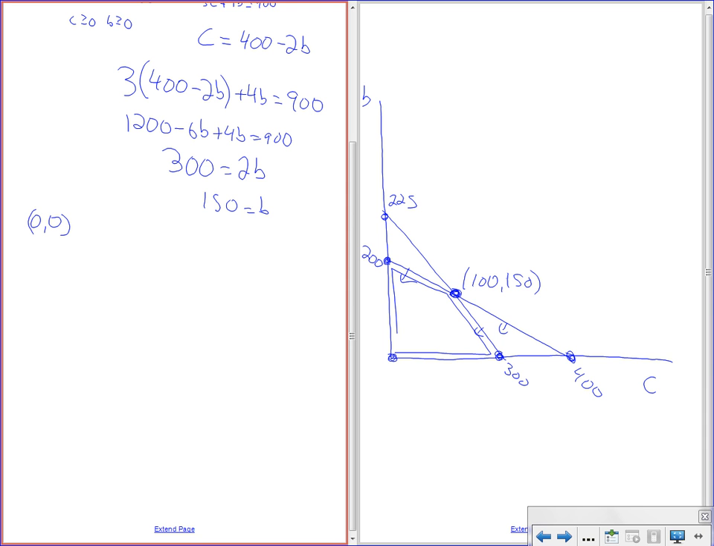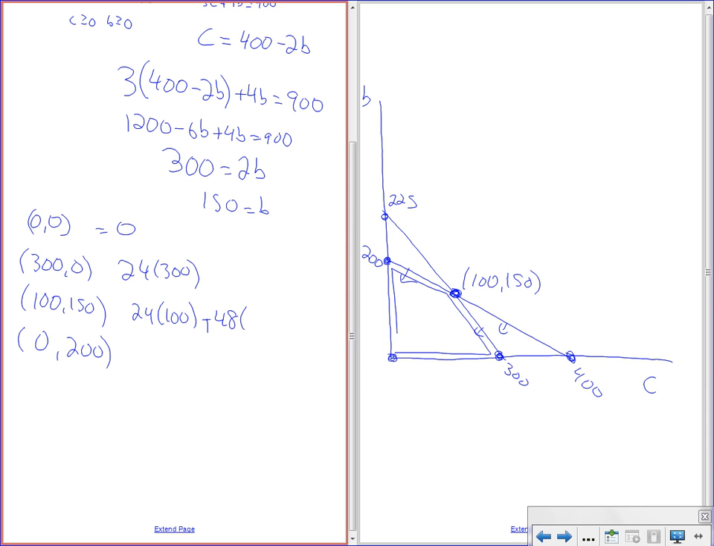0, 0. Probably can rule that one out. And when you do this, you get 0, then 24 times 300, then 24 times 100 plus 48 times 150, and this one is 48 times 150. One of the things I hope you guys notice is that the last two coordinates give you the exact same value, 9,600.